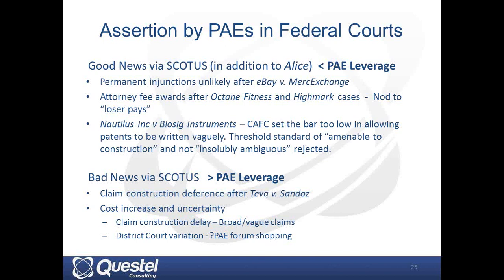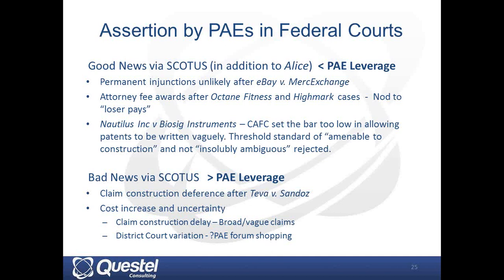And then there's the Nautilus case where the CAFC held that the bar was too low in allowing patents with claims that were written very vaguely. And so that's a direct attack, I think, on troll activity, or certainly has direct influence on troll activity.